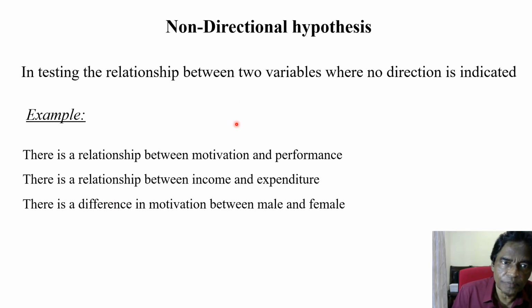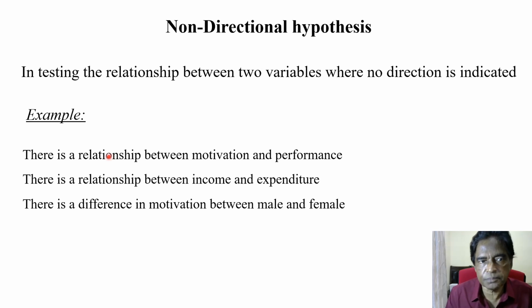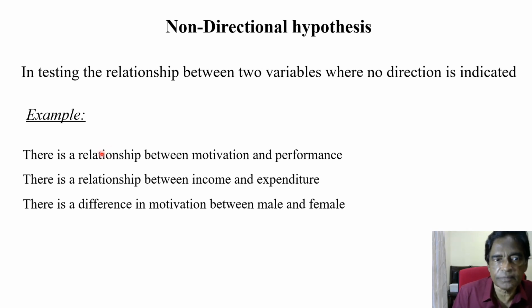So now, which one to use, directional or non-directional? That will be guided by the literature. Let's say you wrote that there is a relationship between motivation and performance. You didn't say any direction. I go through some of the journal articles, and all are telling us it's positive, positive, positive. I mean, you missed out something. So whether directional or non-directional must be guided by the literature.